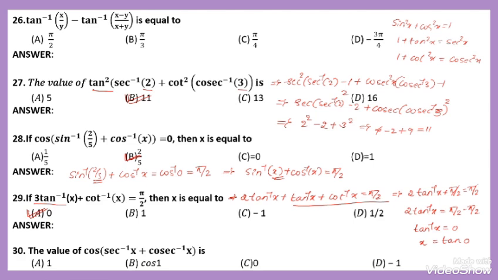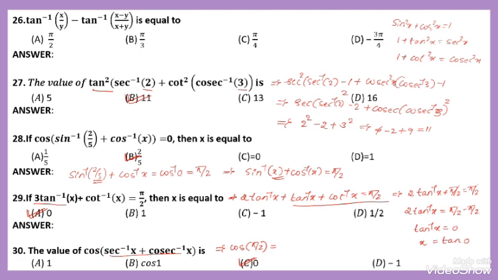Now, I can take question number 30. The value of cos of sec inverse x plus cosec inverse of x. Here also I can use the property, that is sec inverse of x plus cosec inverse of x can be replaced by pi by 2. Therefore, cos pi by 2. What is the value of cos 90? That is 0. Cos 90 is 0.